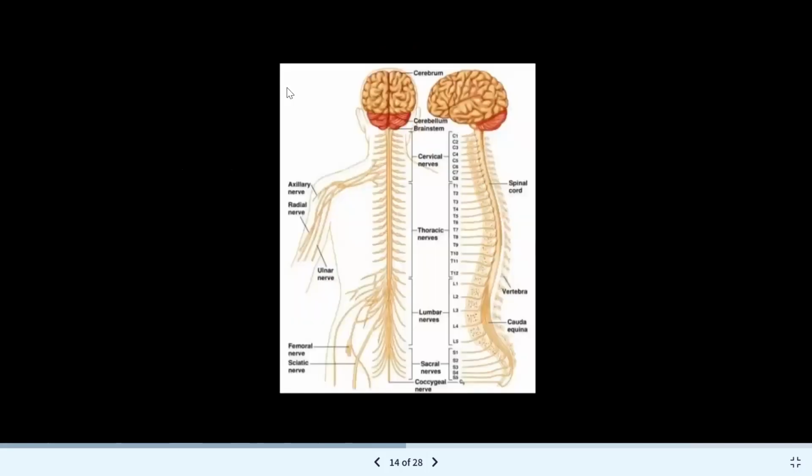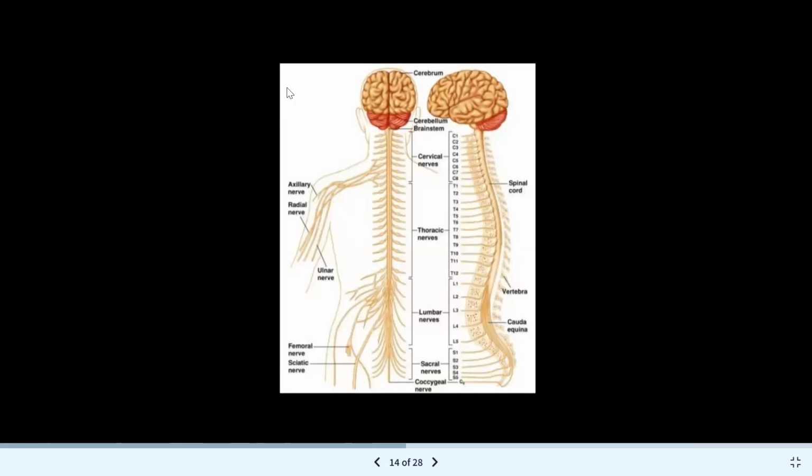So you can see in this figure the cerebrum, cerebellum, brainstem, and spinal cord. It is divided into cervical nerves, thoracic nerves, lumbar nerves, and sacral nerves, as well as coccygeal nerves. The femoral nerves and sciatic nerves also originate from this spinal cord. So sciatic and femoral are branches of the spinal cord. You can see this one.